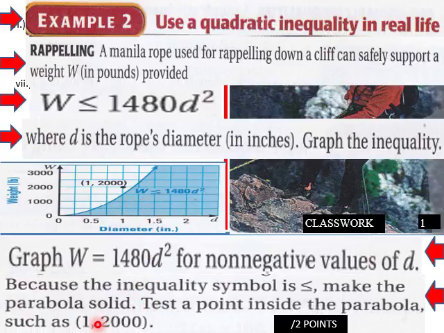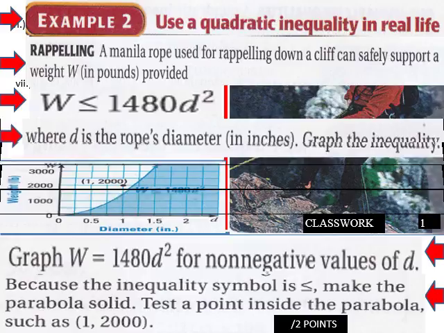Because the inequality is less than or equal to, make the parabola solid. So the line here is solid. It's a solid line, not a dotted line. And it's on the lesser side of the curve here. Test the point inside the parabola, such as 1/2000, which is that point.